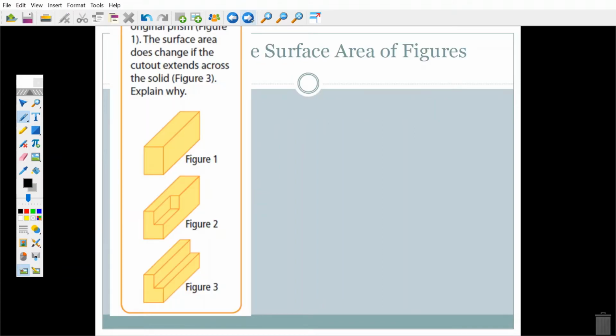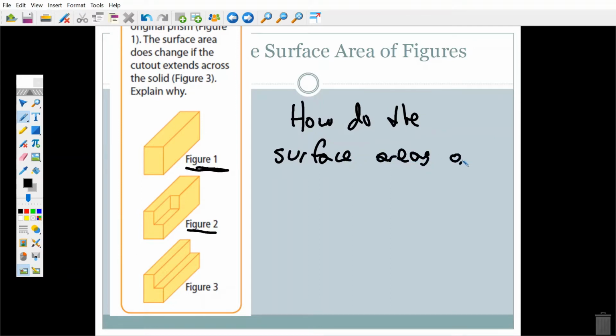The first thing to understand can be explained by these three diagrams here. We've got figure number 1, which is a full complete rectangular prism. Diagram number 2 has a small piece cut out, and diagram number 3 has an entire section of that right side missing. So the question is, how do the surface areas of these shapes compare?